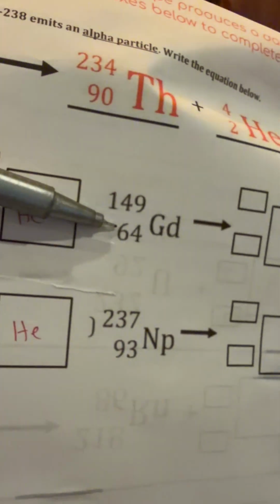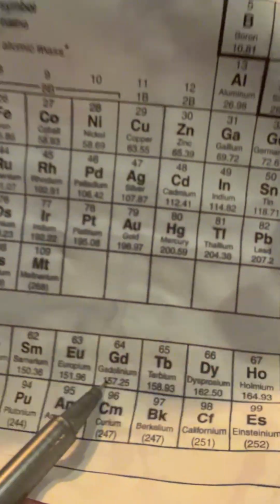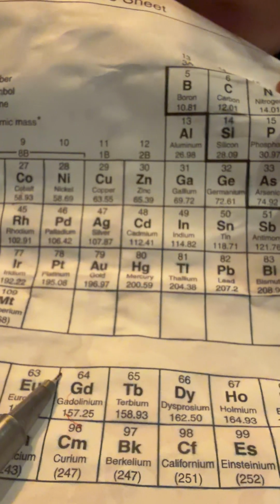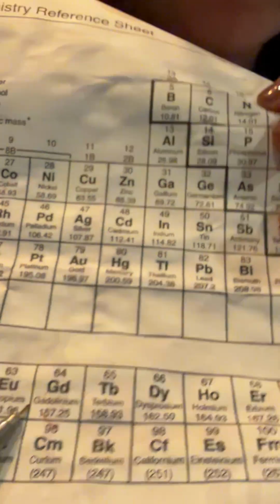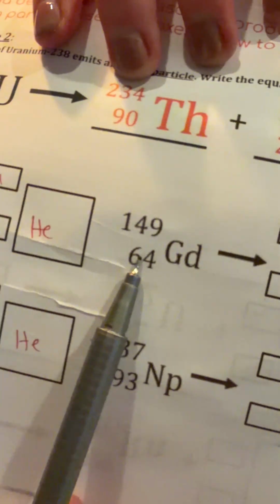Let's do one more that we haven't done. So we have an unstable isotope of Gd. We find Gd on the periodic table right here. It has an atomic number of 64 and an atomic mass of 158. In this case, it tells us the atomic mass. This must be an isotope.